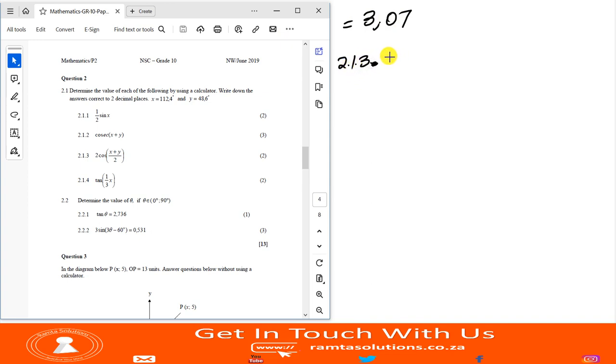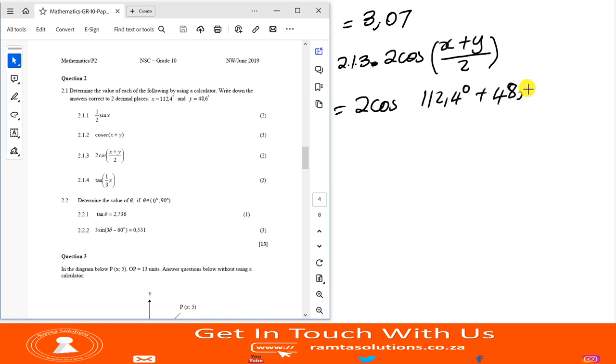2.1.3, we're looking for 2 cos, open bracket, x plus y, close bracket, all over 2. What is this? We will substitute our x and y. So what was x? 112.4 degrees plus 48.6 degrees all over 2. Close these brackets. Perfect.